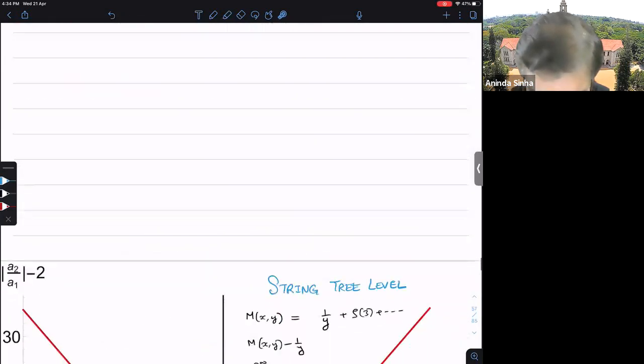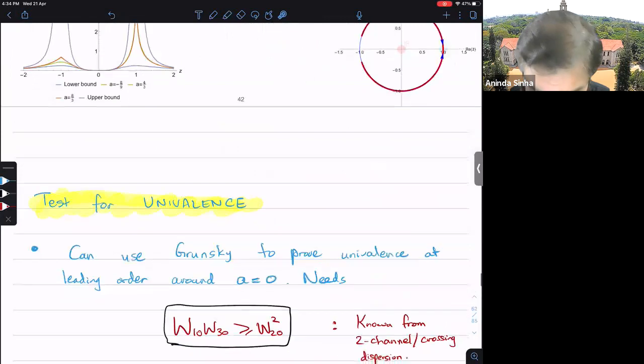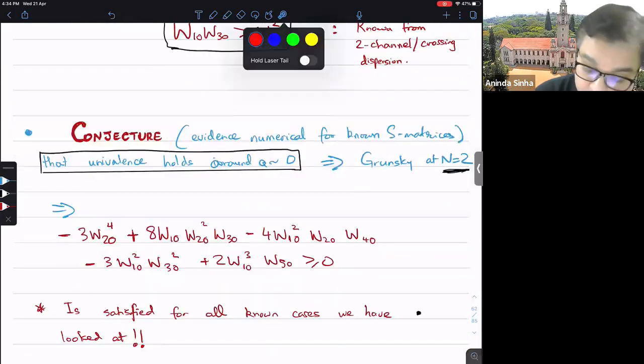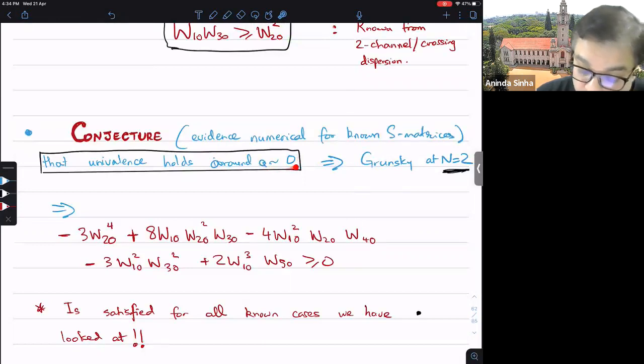That is why I had to go through this very, very quickly. I said that I conjecture here, and this is a conjecture, that univalence of the full amplitude holds around a equal to 0. This is what we have tested for whatever theories we have played around with. And that correlates with the Grunsky inequalities. The Grunsky inequalities are nonlinear inequalities, and that gives you this nonlinear inequality.